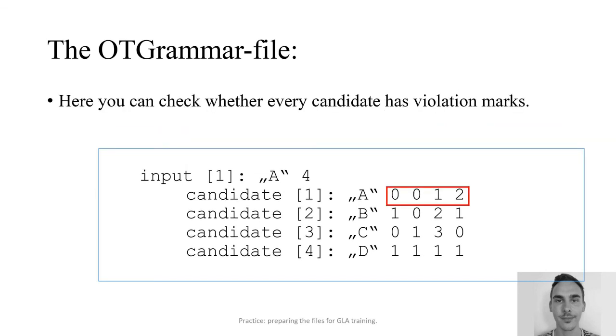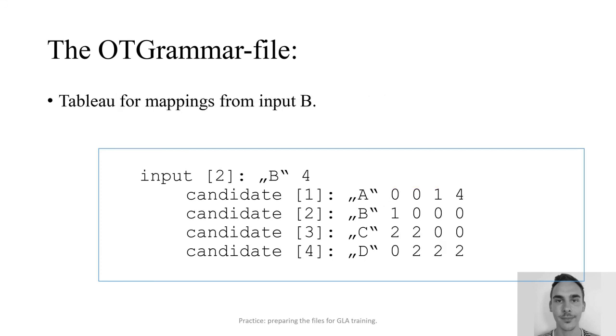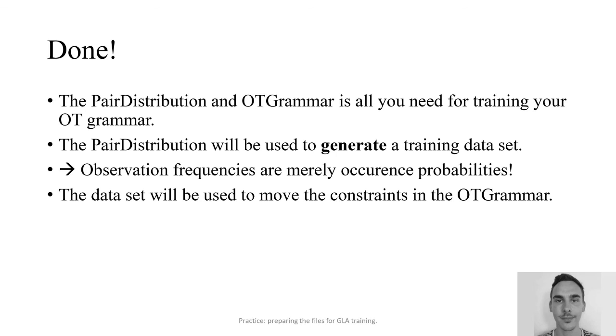This is also a good opportunity to check if every candidate in your grammar has at least 1 violation mark. If this was not the case, you would find a row with just zeros next to a candidate, which would mean that you would have to improve your analysis and redo both the pair distribution file and the OT grammar file. Taking this as a template, we can easily create the tableau for input B. And again, I randomly chose the number of assigned violation marks. And it's done. The pair distribution file and OT grammar file is all you need for training the OT grammar.